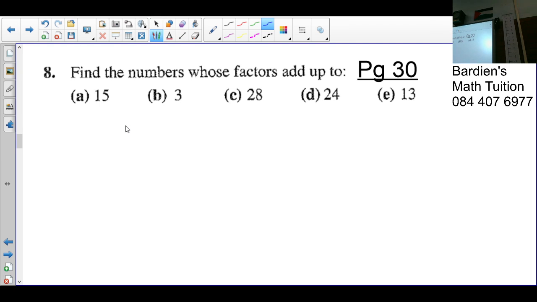So it can be 3 times 5 is 15. If you add it you get 3 plus 5 is 8. Find the numbers whose factors add up to 15. So that is not right, because the factors are adding up to 8. So that is not what they're looking for.